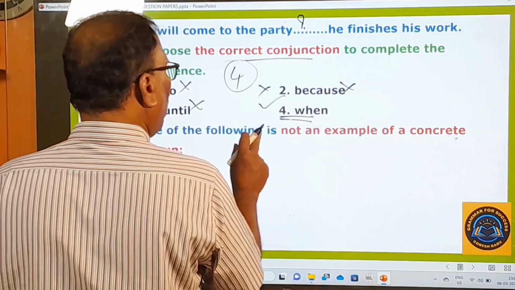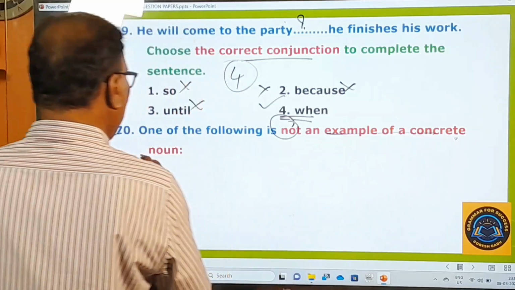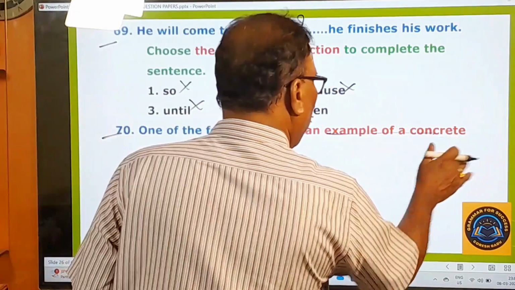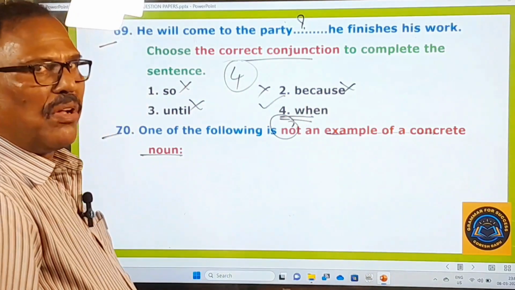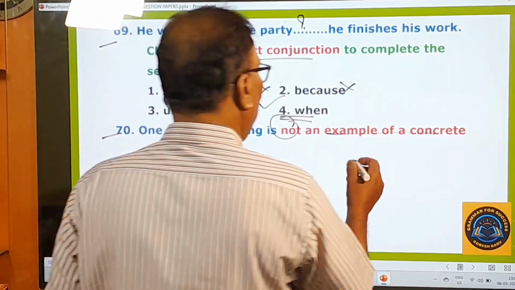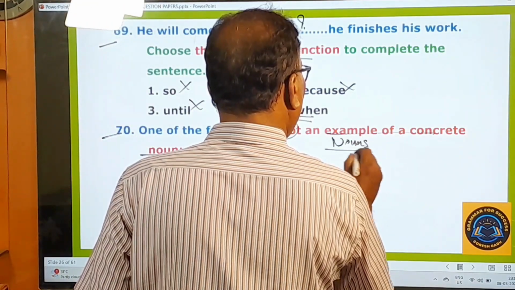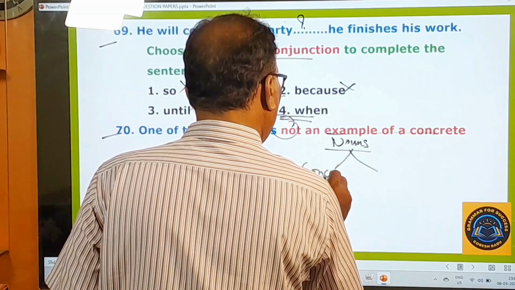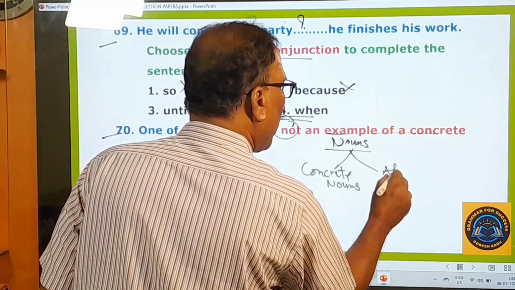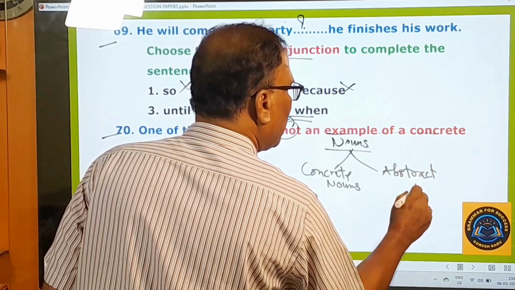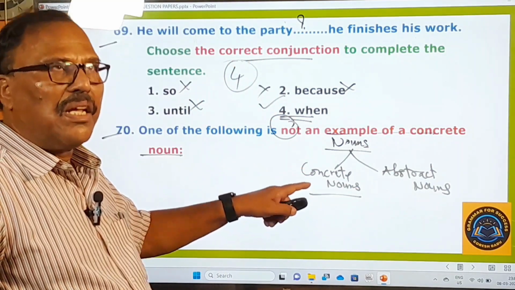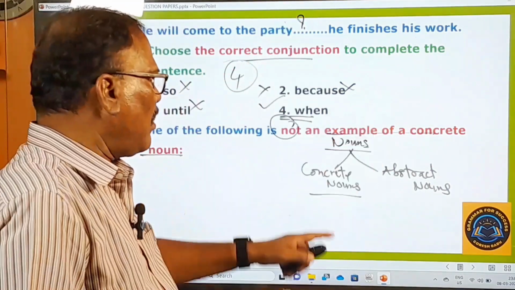70th question. One of the following is not an example of concrete noun. Concrete noun means what? Before we look at the options, let me give you a small idea about the kinds of nouns. You know very well, broadly speaking, we have two kinds of nouns. One is concrete nouns. The other one is abstract nouns. What are these concrete nouns? All the names of things that we can see and touch are called concrete nouns.